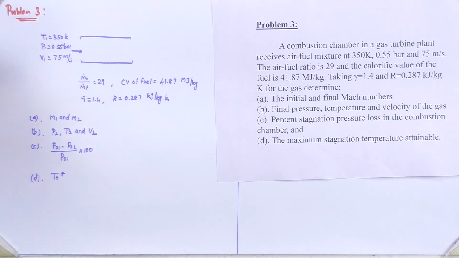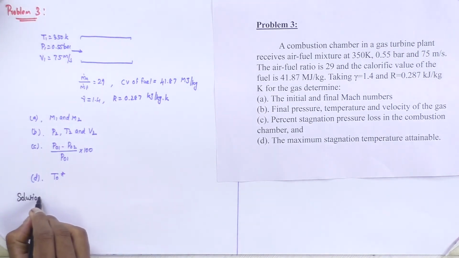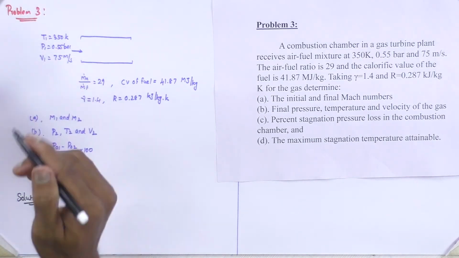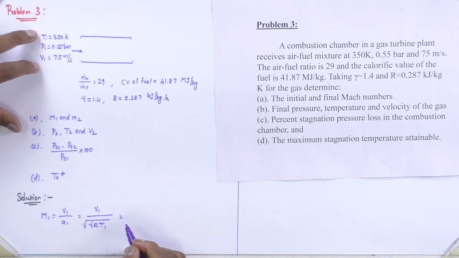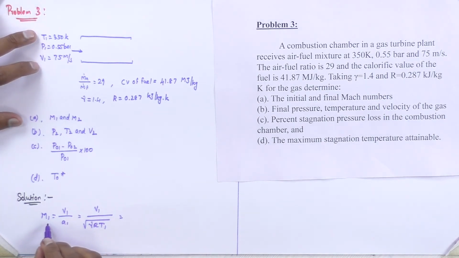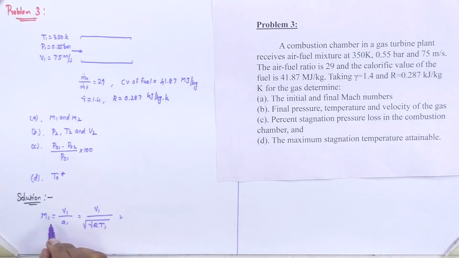Now let us solve this problem. So initially we need to calculate Mach number at inlet, that is M1, equal to V1 by A1. From speed of sound relation, this A1 can be written as root of gamma R T1. So using V1 value and T1 value we need to calculate M1 value. So after the calculation we will get this value as 0.2.